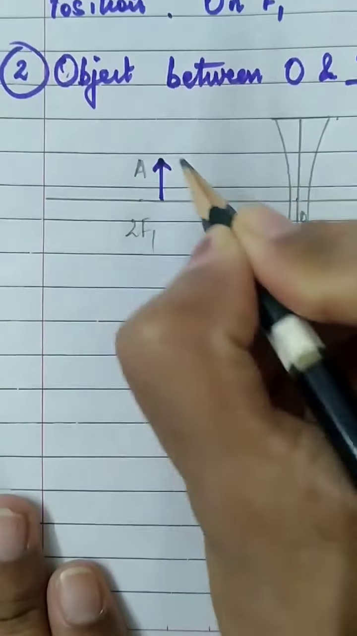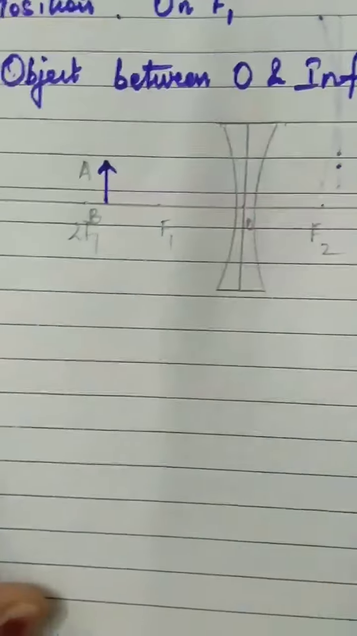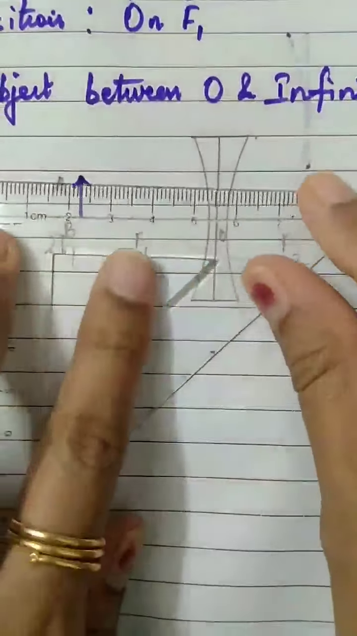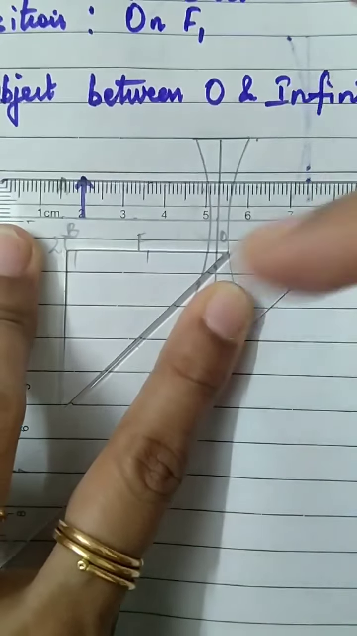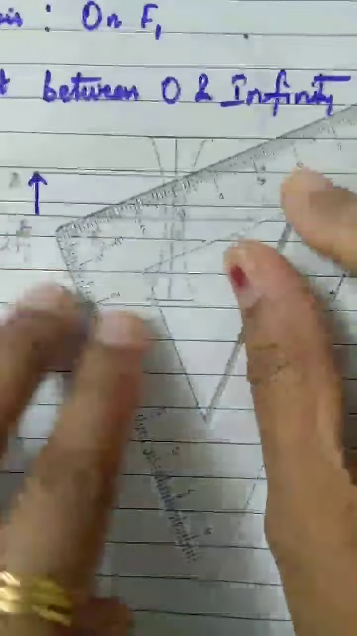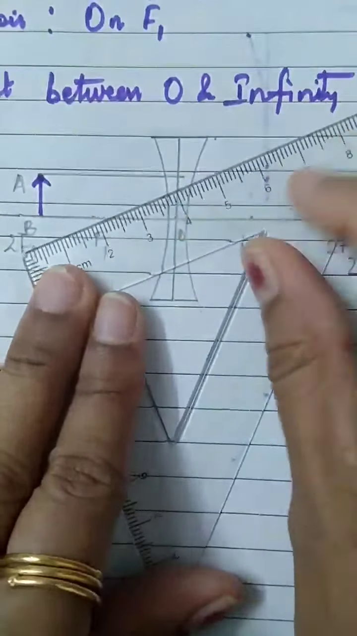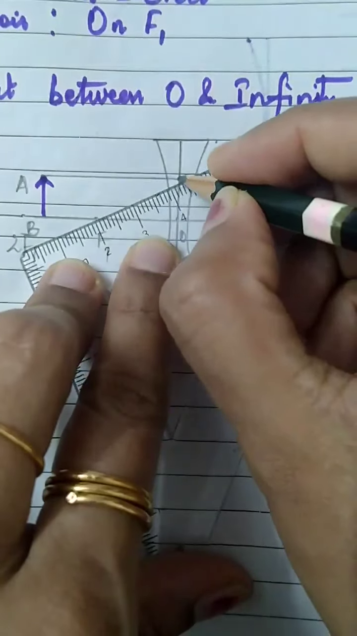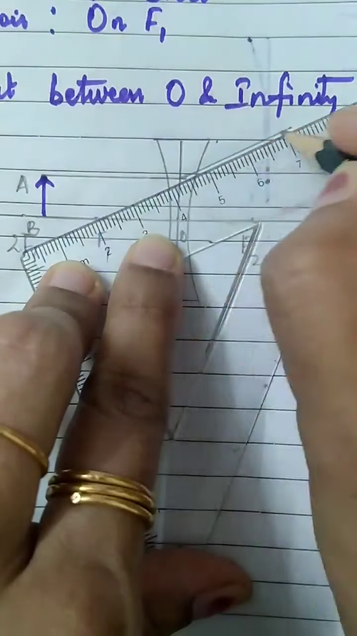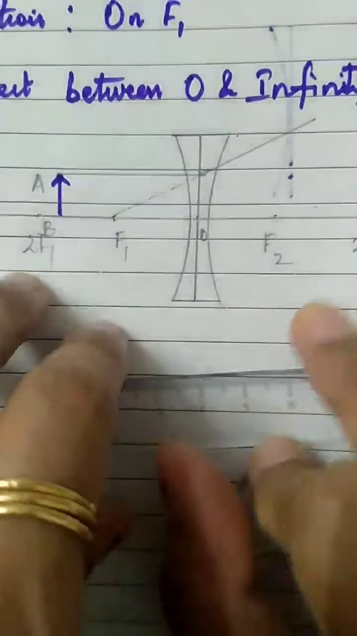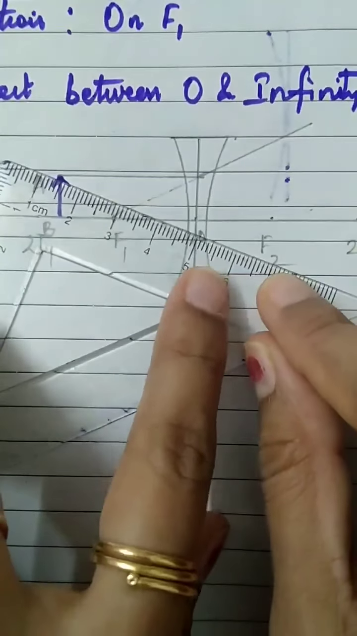So we'll take the object as AB. The first ray is parallel to the principal axis. As I told you, keep the scale so that the refracted ray traced behind you will get easily. Keep the scale this way, on F1, and what you are tracing behind, show with dotted lines. The incident ray will get diverged. The refracted ray, when you trace it behind, will pass through the focus.